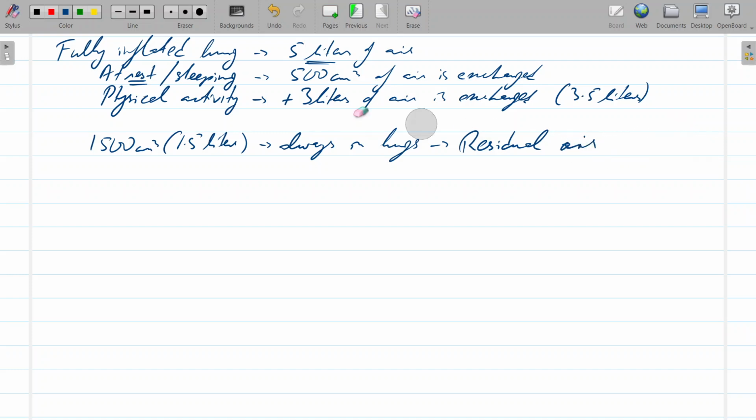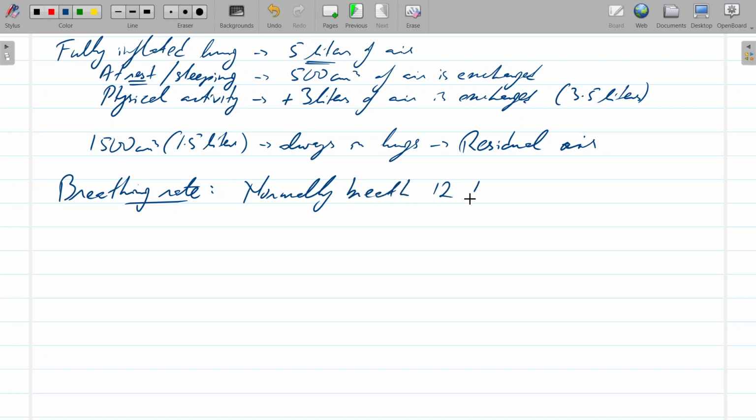As for the breathing rate, and that's the last thing I'll mention for today. Normally, we inspire and expire about 12 times per minute. We normally breathe 12 times per minute. And when I say breathe, I mean breathe in, breathe out, inspiration and expiration, or inhalation and exhalation. All of these terms mean the same thing.